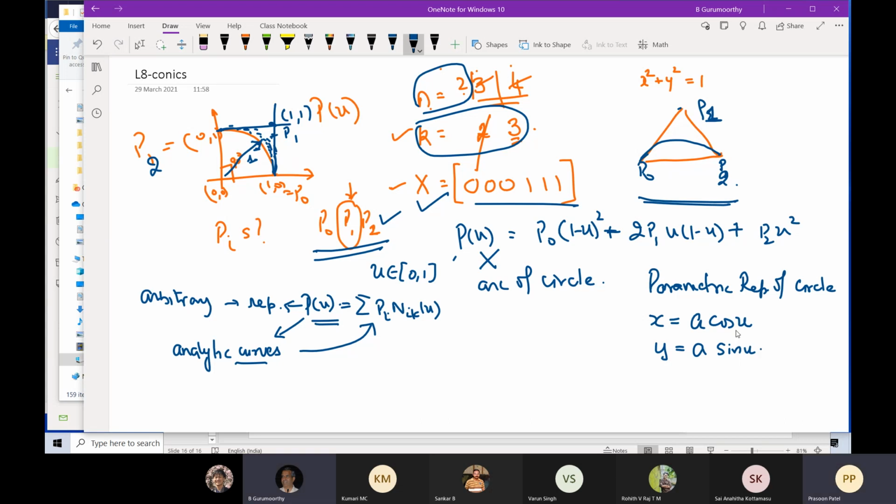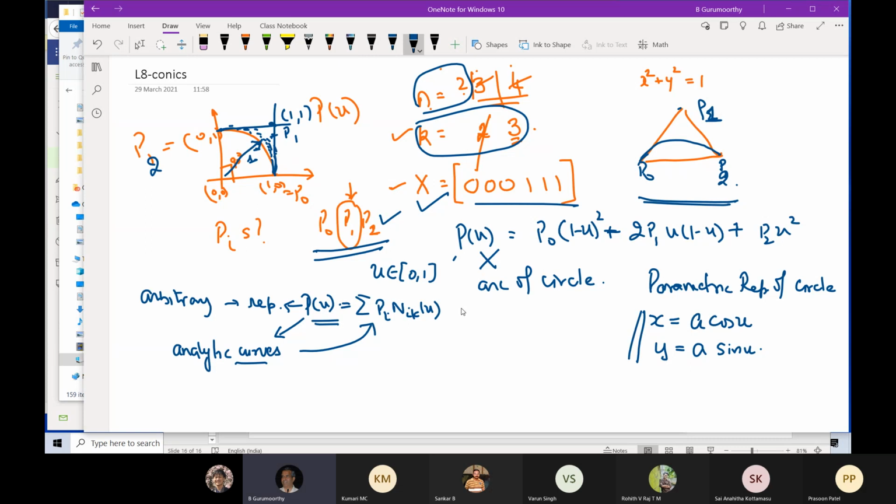Would you agree that this is a parametric representation? Yes. And you have seen this, right? So as u goes from 0 to 2 pi, you can generate the entire circle, or as you restrain the value of u, it'll automatically give you that quadrant or that particular section of the full circle. Right? Now, what is the problem with this parametric representation?